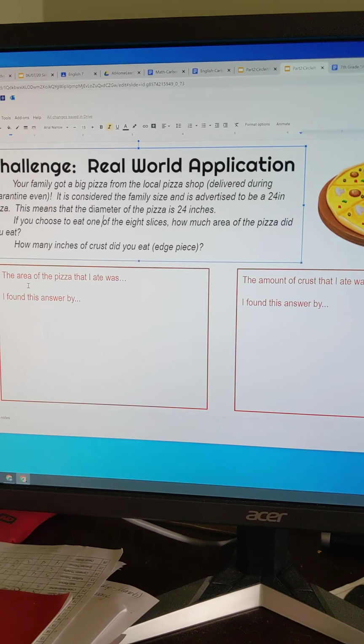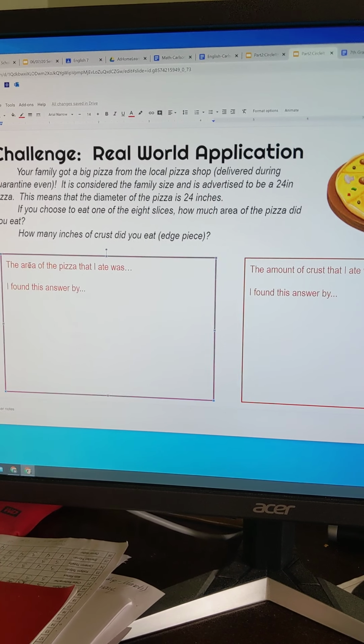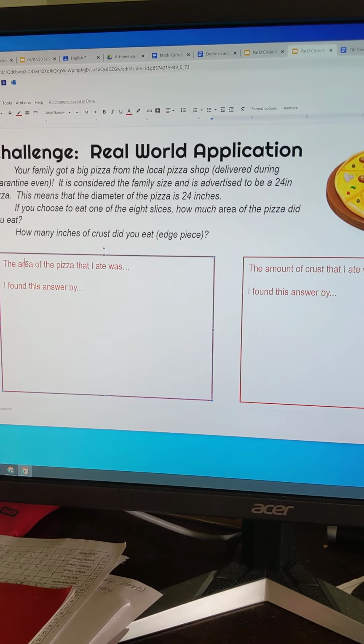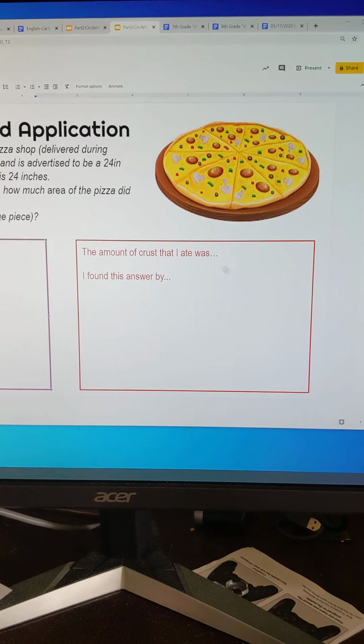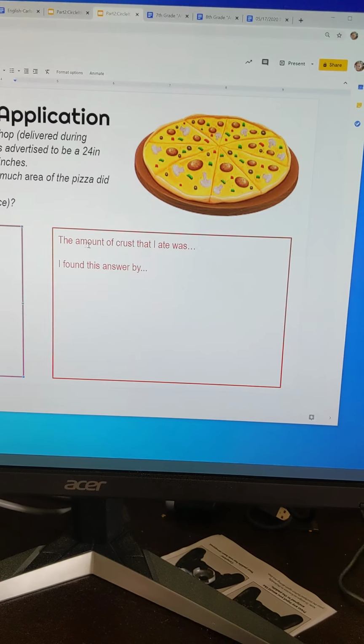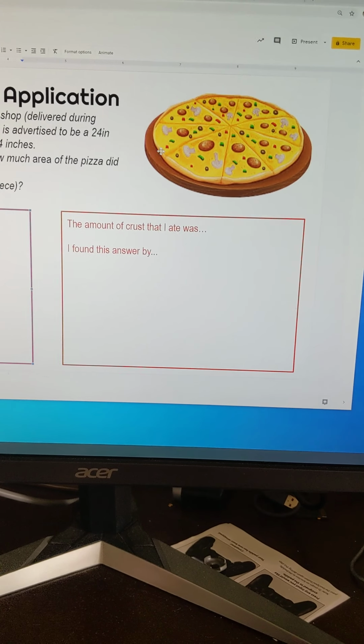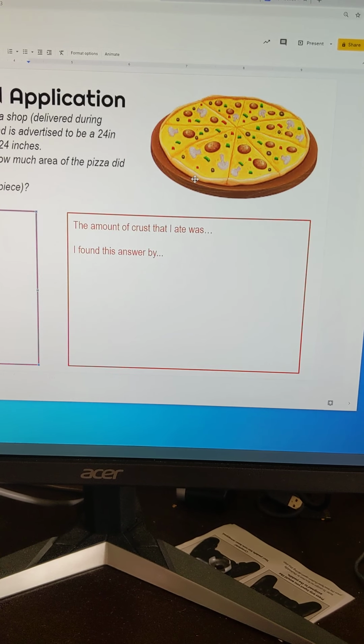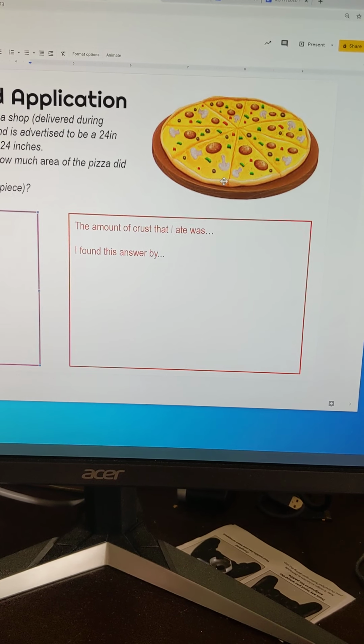Notice I'm asking the area of the crust. So you're finding the area of that one piece, and then the area of the pizza, and then how much crust? Think about where the crust lies on a circle and how that relates to our vocab.